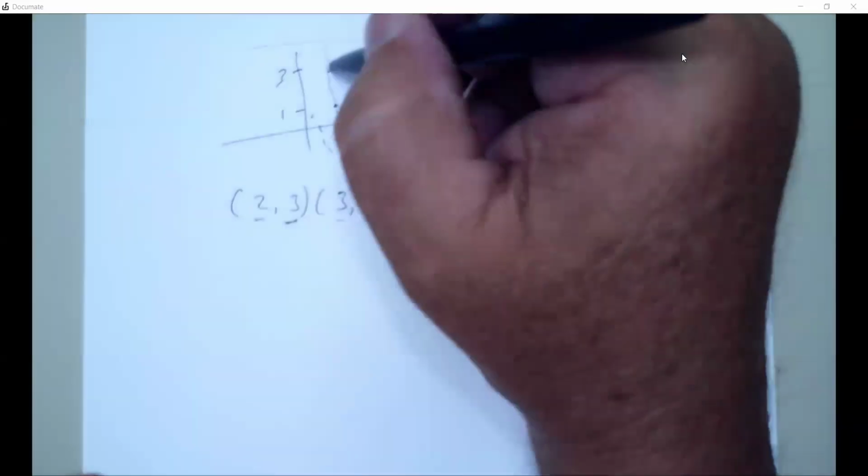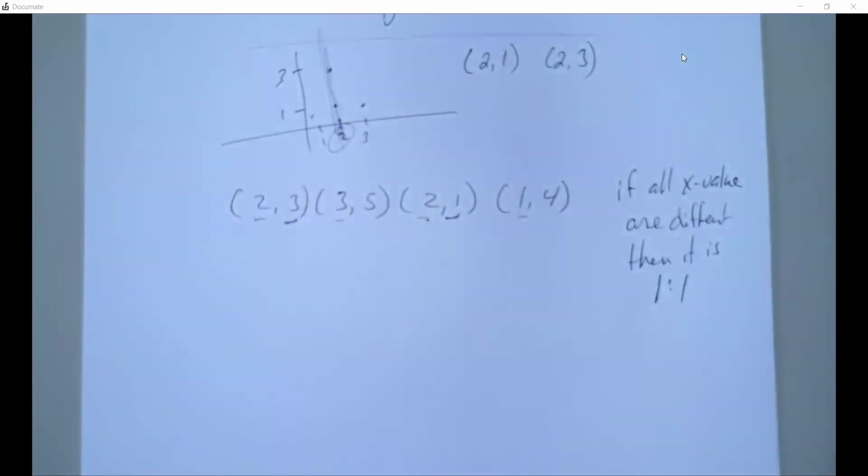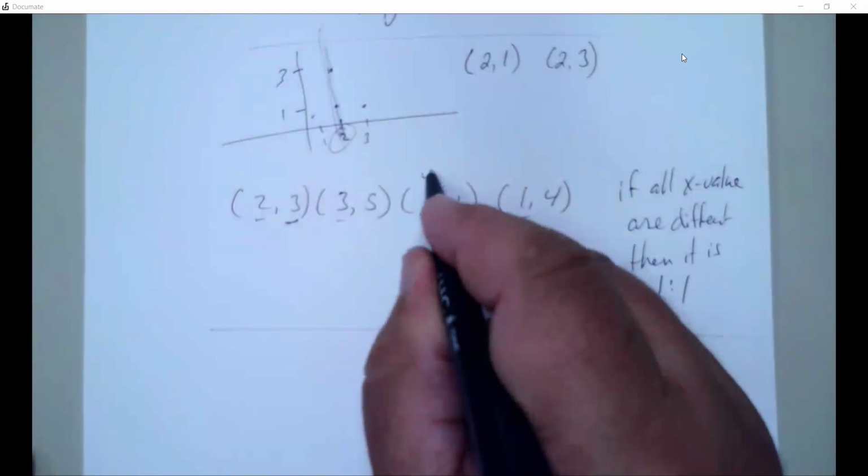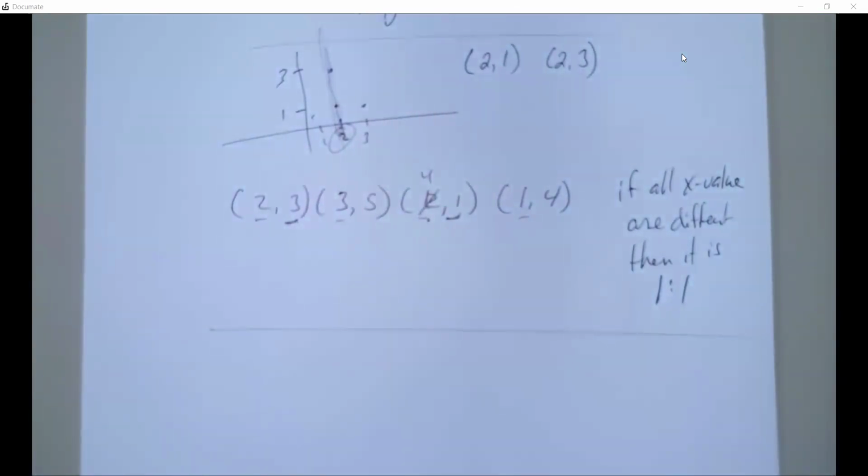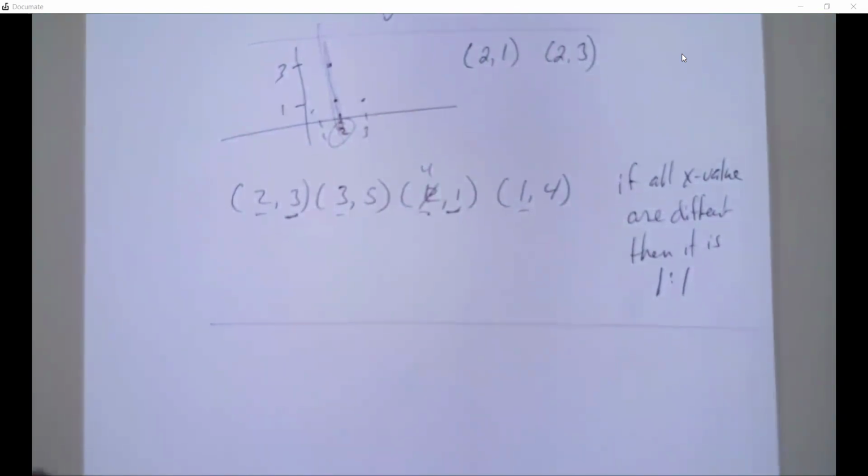In other words, it fails the vertical line test. If you have (2, 1), (4, 1), (1, 1), and if this was a 4, then it'd be one-to-one. Then it would be a function. Functions have to be one-to-one.